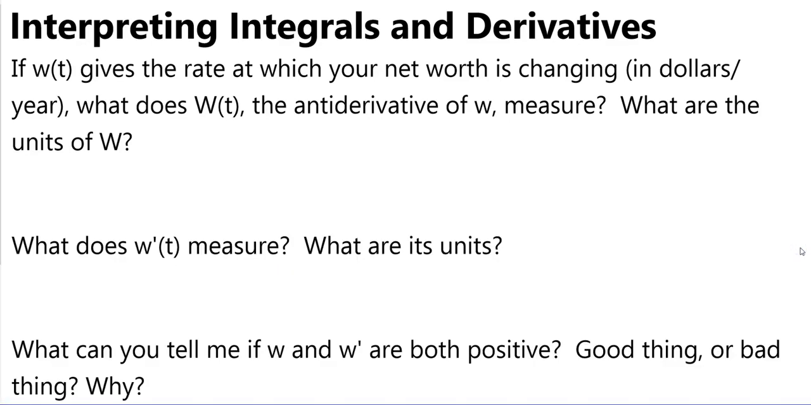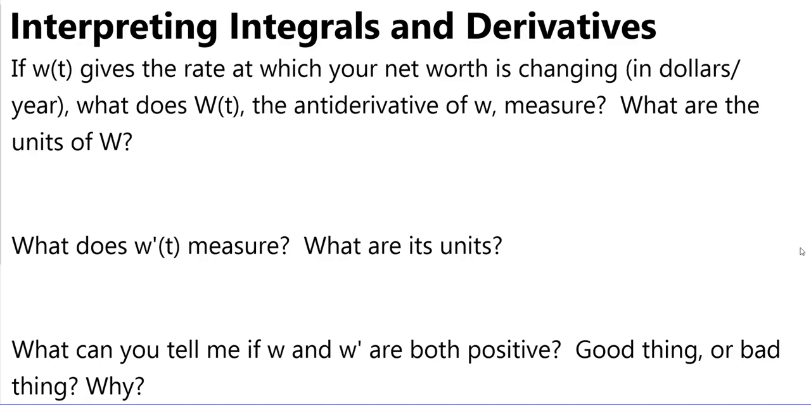And they'll take into account, typically, your house, expensive jewelry, etc. Okay, so little w is essentially a derivative. Do you agree with that? Because it's measuring how fast your net worth is changing. So what would w prime measure? Yeah, how quickly the rate is changing. Okay, what would the units of w prime be? Yes, dollars per year, so dollars per year squared.